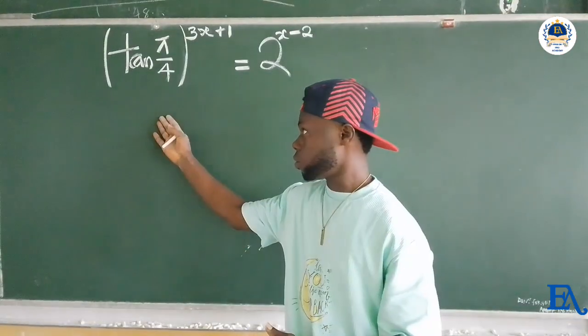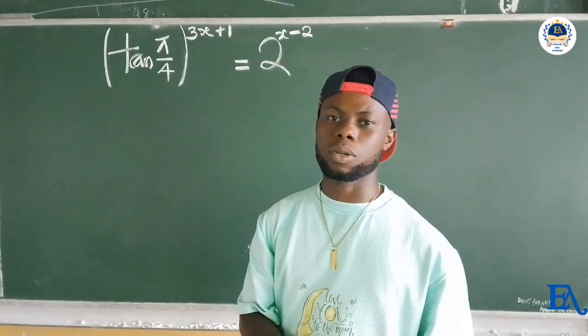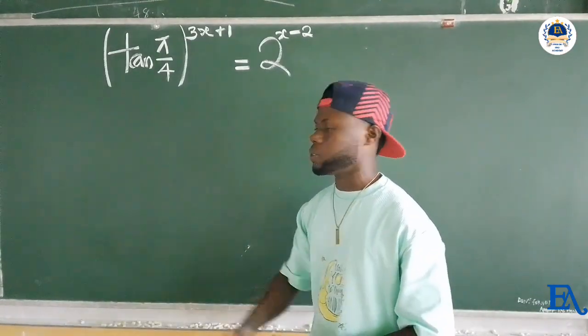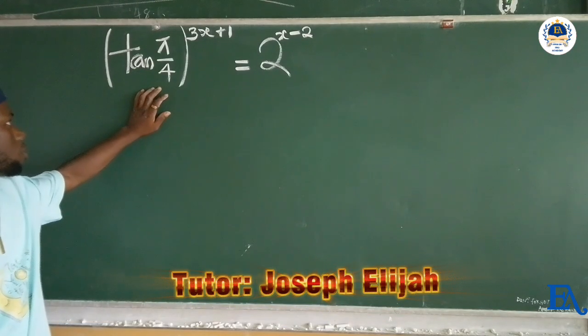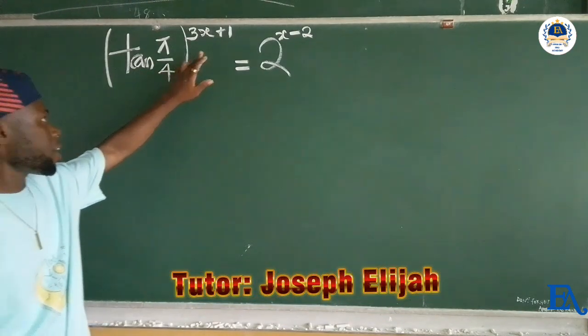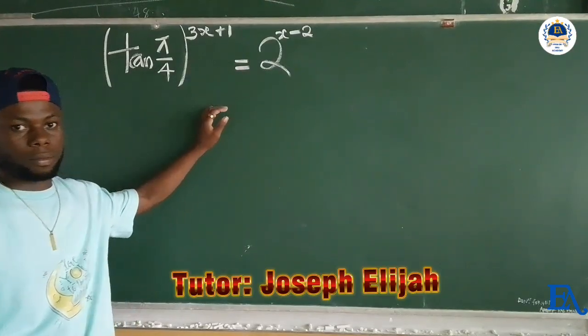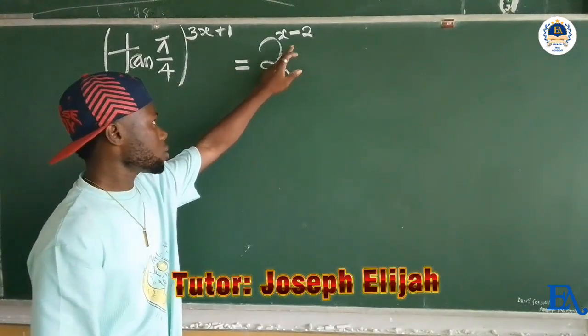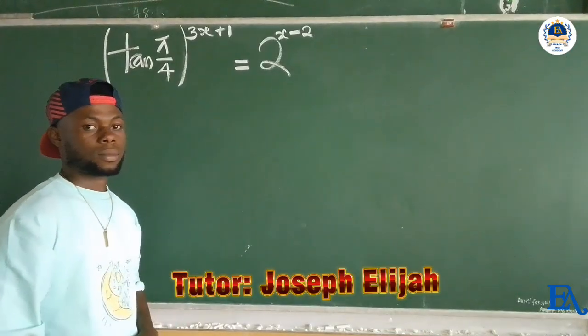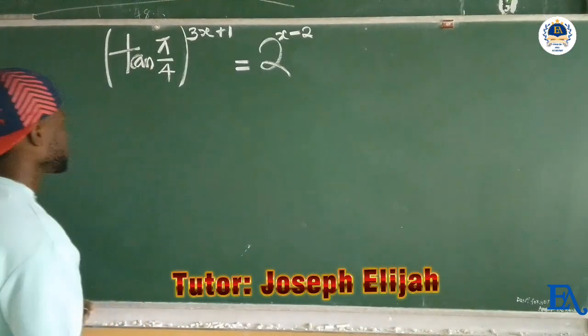Now, to solve this question, you need just a little knowledge of trigonometry. The question is: (tan π/4) raised to the power of 3x + 1 equals 2 raised to the power of x − 2. Solution.